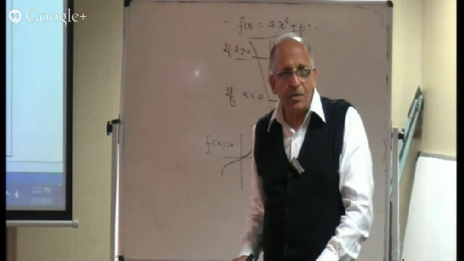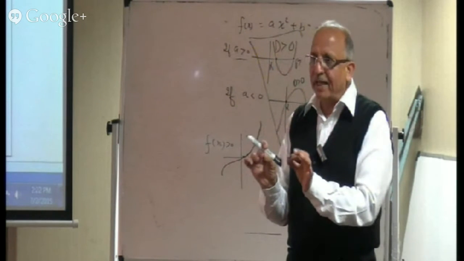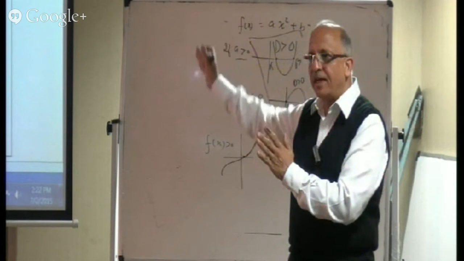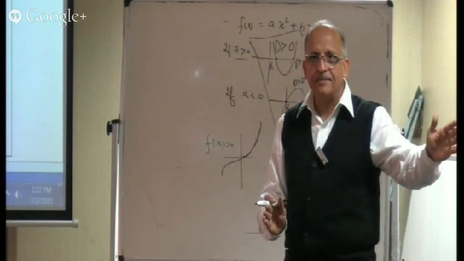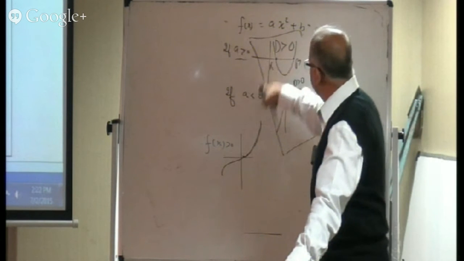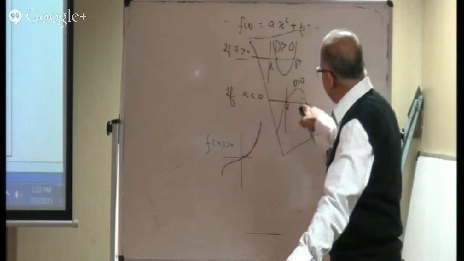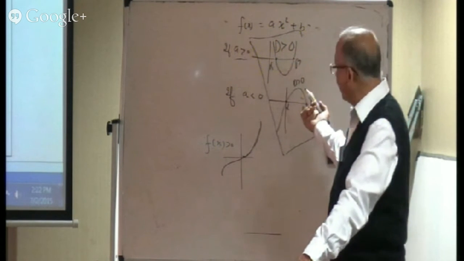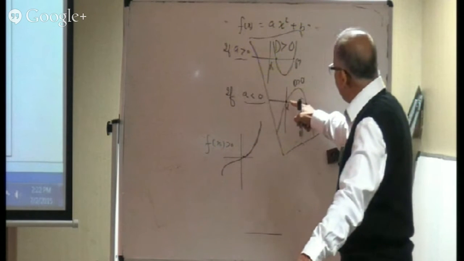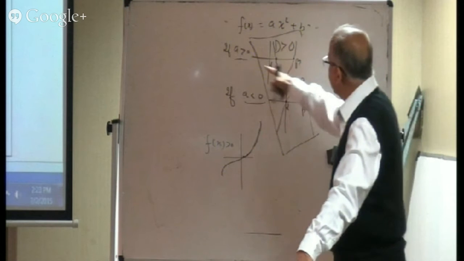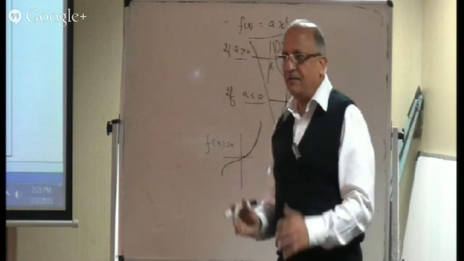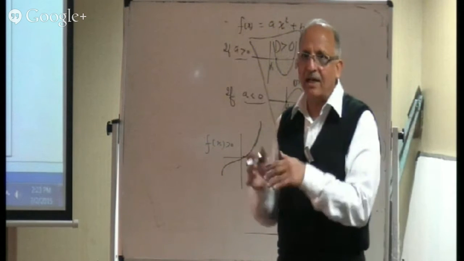When d is greater than 0, you have two roots. So we get three intervals: one from minus infinity to alpha, one from alpha to beta, and one from beta up to infinity. When a is negative, the expression is positive within the roots and negative outside. And if a is greater than 0, then it is negative within the roots and positive outside.